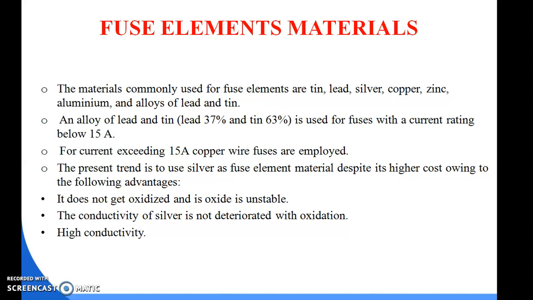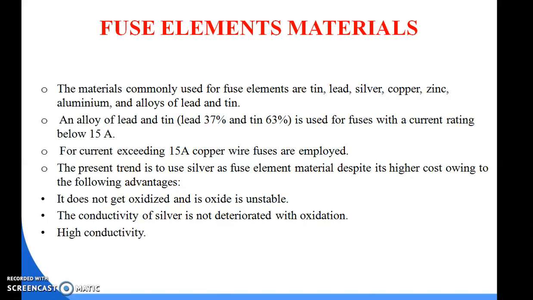That means if the current is below 15 ampere, we use lead and tin, that is lead 37% and tin 63%, used for fuse with a current rating below 15 ampere. For current exceeding 15 ampere, copper wire fuses are employed.